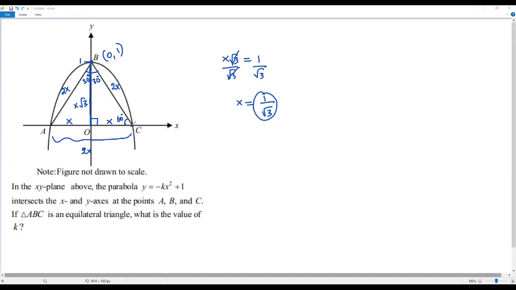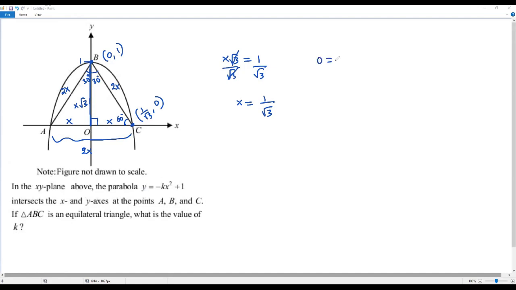Then with this value of x, 1 over square root of 3, we can mark the x-intercept of the parabola C, that is 1 over square root of 3 comma 0. Here I got a point on the parabola, the x-intercept. Now we can plug this point into this equation to get the value of the constant k. For that, we plug in 1 over square root of 3 for x and 0 for y. Let me do it.